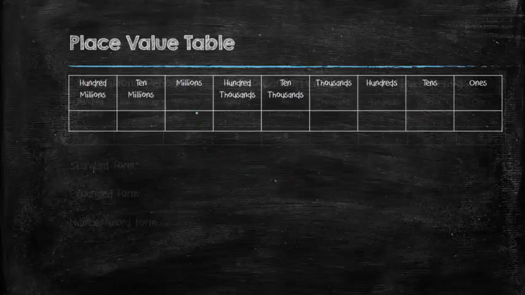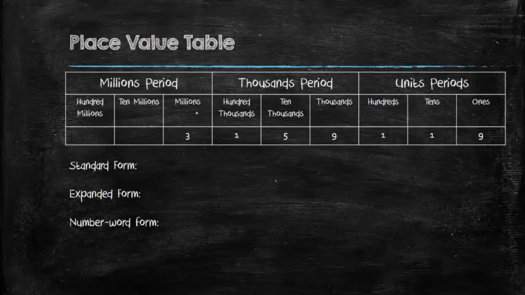So let's look at another number. 3,159,119, okay? So right here we have it in the place value table. And I want to point out that the first three we call the units period, and in the units period we've got the ones, the tens, and the hundreds. The second period is the thousands period, and we've got the thousands, tens of thousands, and hundreds of thousands. And then we've got the million period, millions, 10 millions, and 100 millions.